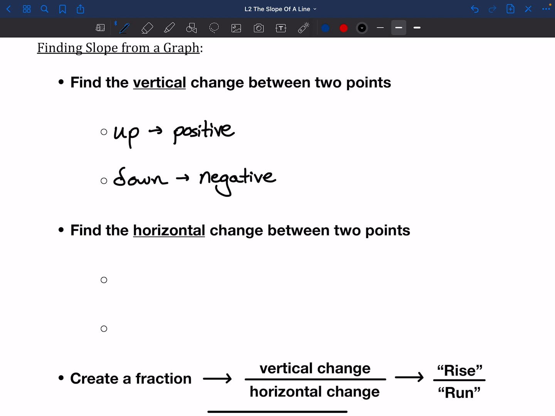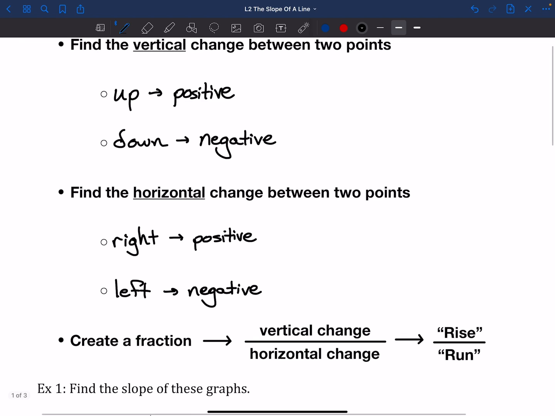Makes sense. Same kind of idea for the horizontal change, which is what we need to find next. If you're going to the right, if you think about going towards the right on a number line, it's like you're making progress. You're going in a positive direction. If you're going to the left, then you're going towards the negatives on a number line, so you're going in a negative direction.